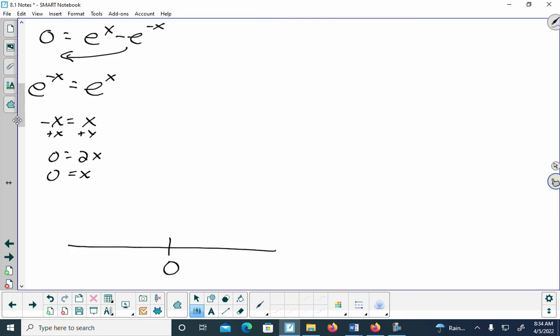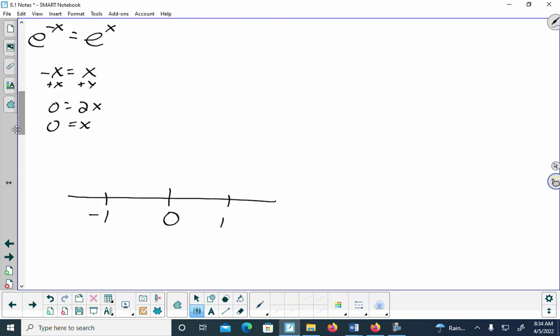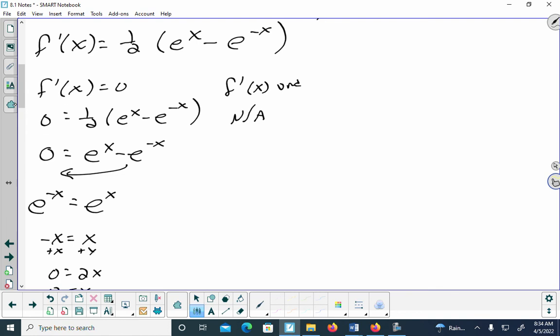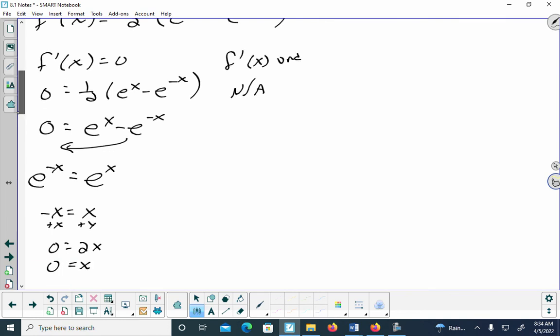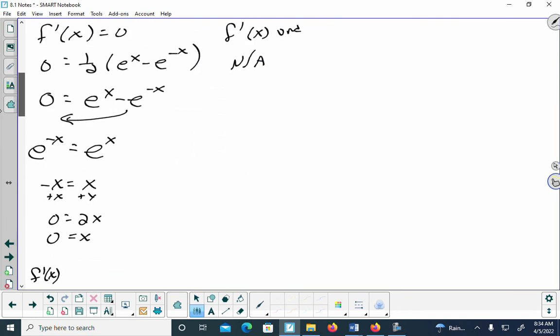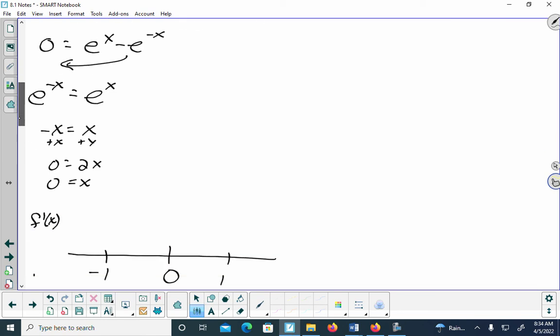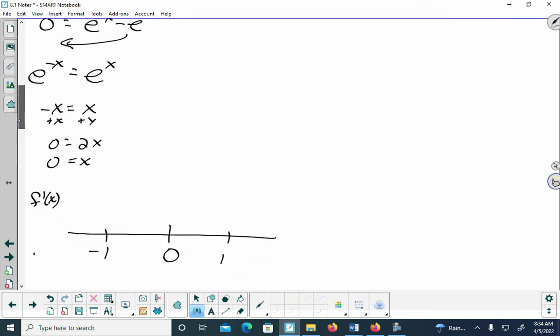I'm going to pick test points. So let's say I pick -1 and I pick +1. And then I'm asking myself, when is the derivative positive? So what is the derivative of f of x? If I put in a -1, I'd have e to -1 minus e to the +1, and that ends up being a negative number.